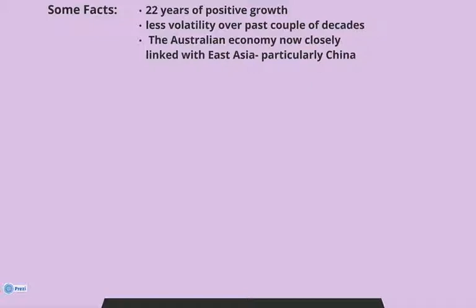As we will see in more detail, the economy is also much more closely linked with East Asia, particularly China. China is Australia's number 1 trading partner, and Asia generally takes more than 60% of Australia's exports.